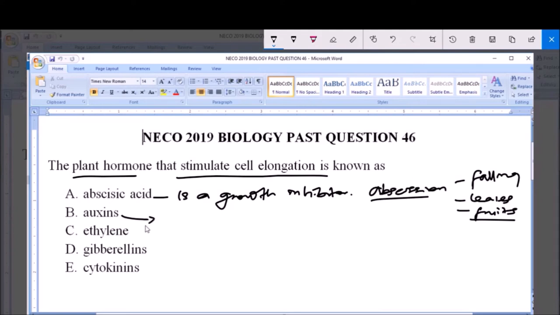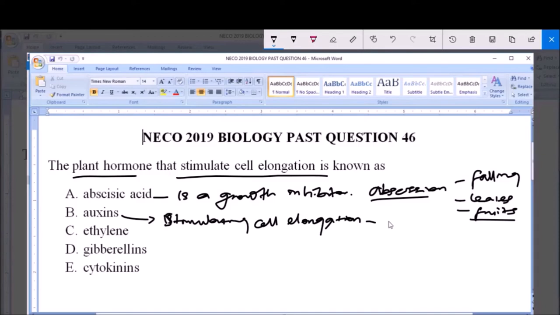Now B says auxin. Auxin is one of the most important plant hormones, promoting normal stem growth in plants by stimulating cell elongation. Now, how does auxin stimulate cell elongation? Auxin does this by softening the cell wall, thereby making it possible for the cell to stretch as its protoplasm swells and increases in amount.